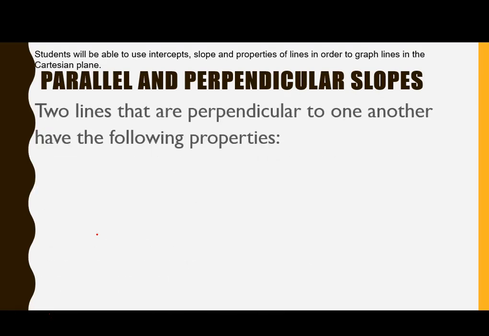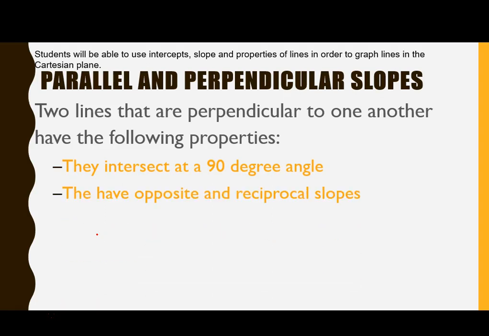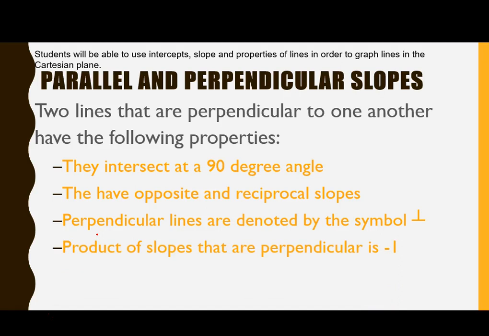Perpendicular lines have the following properties. They intersect at a 90-degree angle. They have opposite and reciprocal slopes. That means if I multiply the slope of one times the slope of the other, their product is -1. So if one line has a slope of 1/2, then the perpendicular line would have a slope that is opposite, so instead of being positive it would be negative, and the reciprocal. So what's the reciprocal of 1/2? 2.